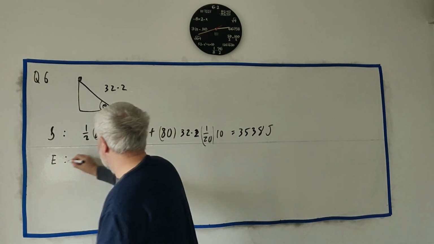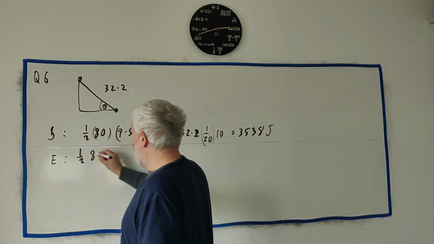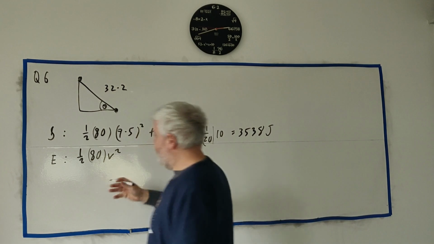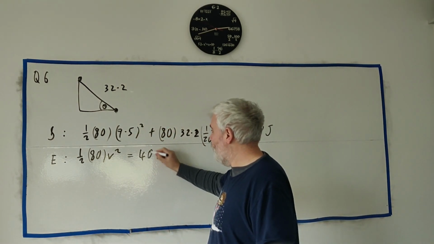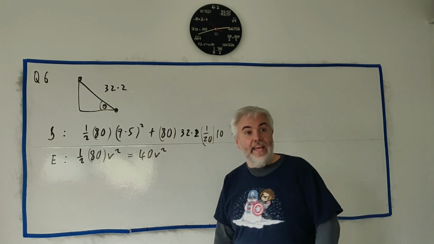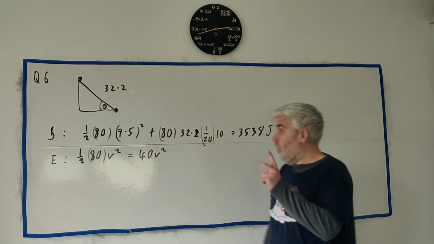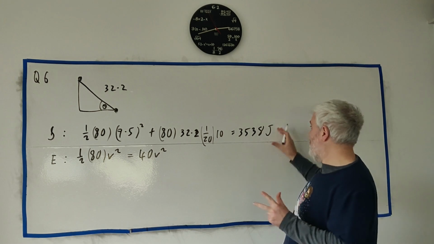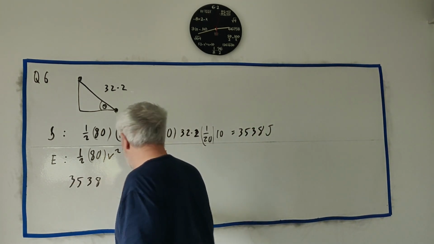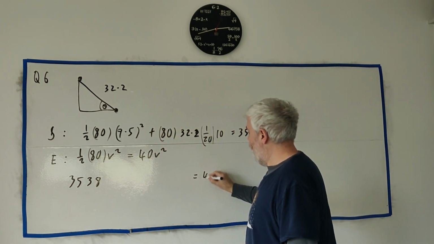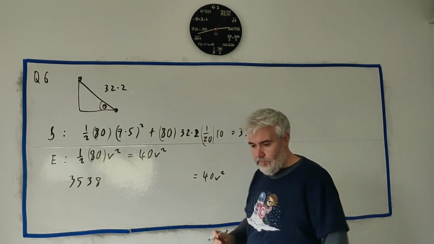At the end, a little shorter, that's a half times 80 times v squared. We don't know v, we're looking for v. Clean that up as much as we can: 40 v squared. That's the energy at the end of the system. Then we just put in equals here. 3,538 must equal 40 v squared.